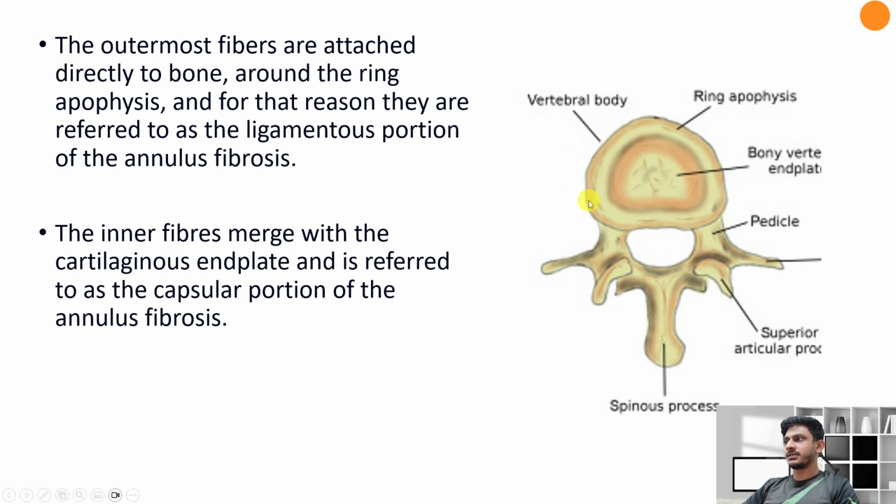The outermost layer of the annulus fibrosus is attached directly to the bone around the ring apophysis. This is the ring apophysis, the outer part of the vertebral body. That's nothing but the ring apophysis. And the inner fibers merge with the cartilaginous end plate of the disc, and this is referred to as the capsular portion of the annulus fibrosus.